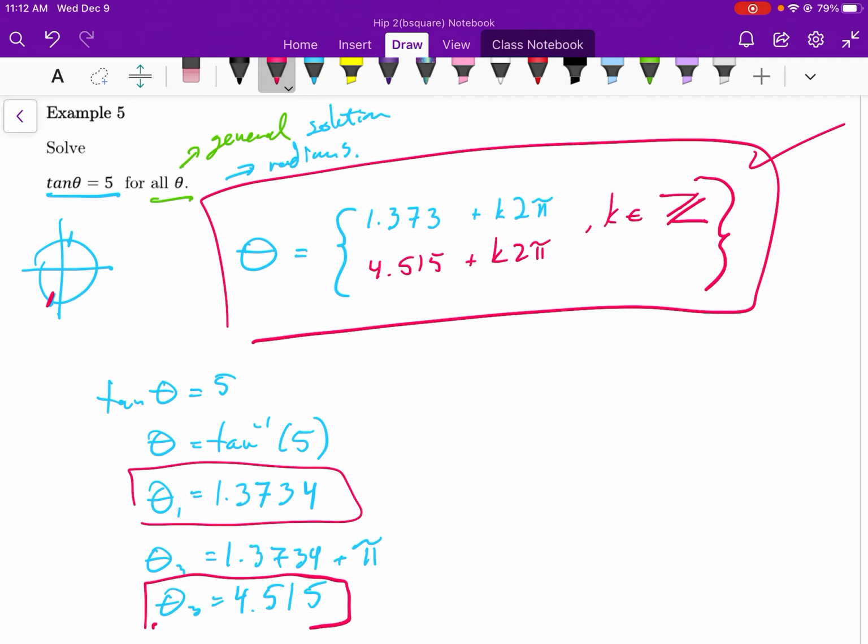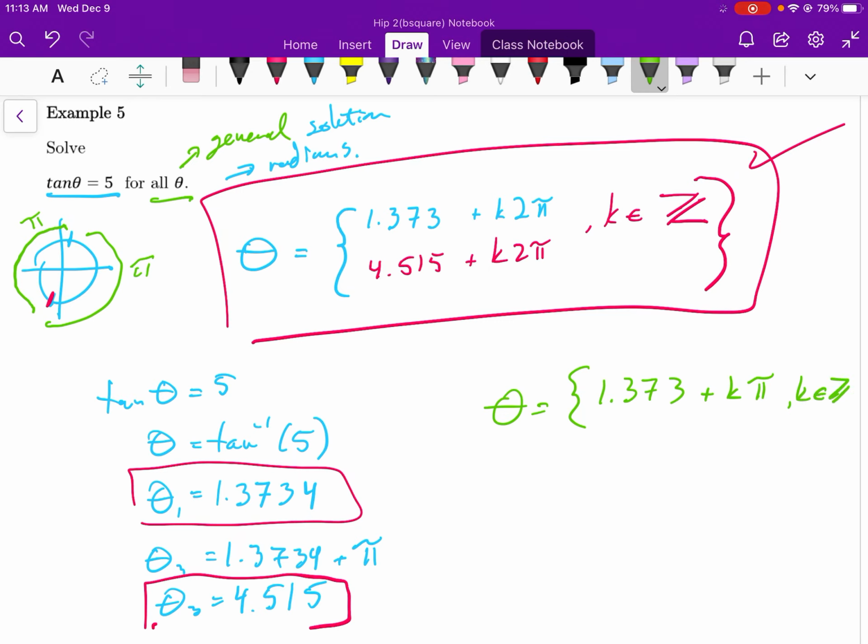Best of my abilities. But I can also think of it a little bit more cleverly than that. Theta is equal to, well, what's my quadrant 1 solution? Well, it's 1.373. But if I notice, to go from my quadrant 1 solution to my quadrant 3, I simply go 1 pi away. To go 3 to 1, I go 1 pi away. So I can say 1.373 plus every pi away, k pi, where k is an element of the integers.